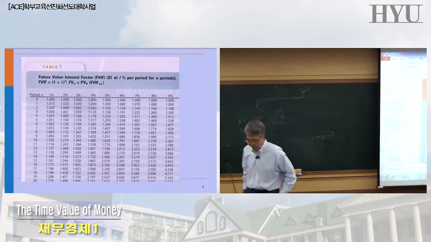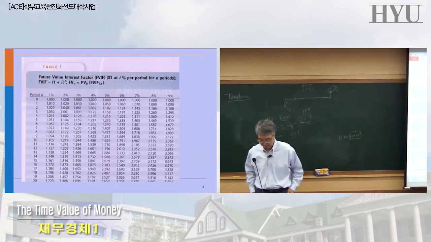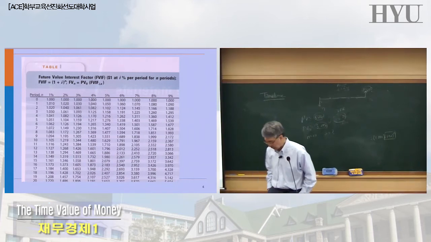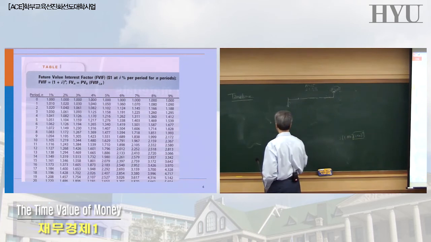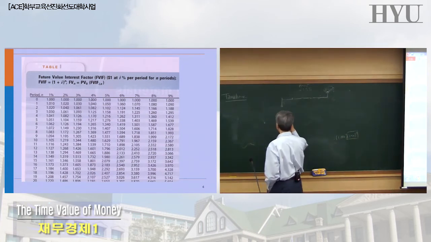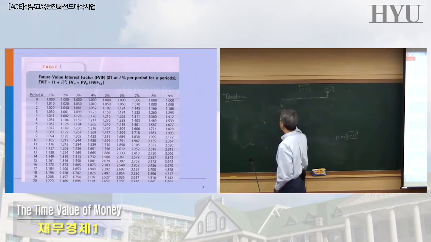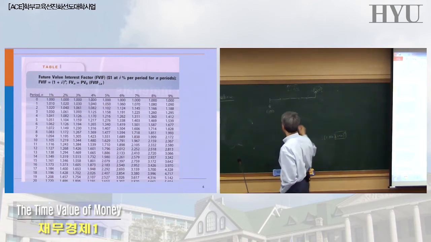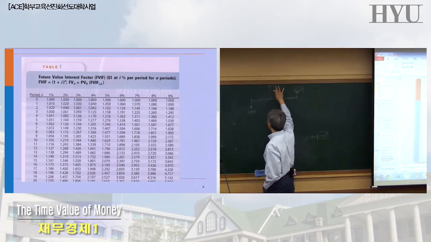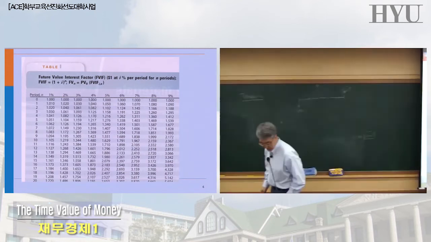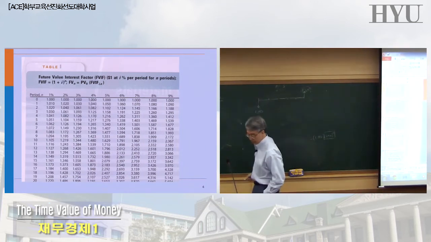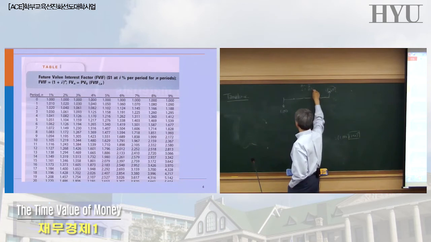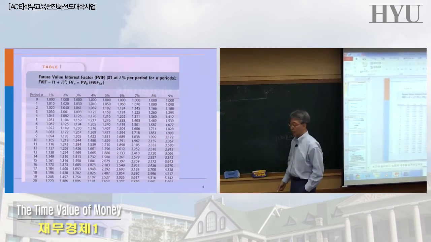See if you can use the table first. Present value is $1,000. We're trying to find the future value. N is what? A is 3. Question A says 3 years later. And what about the interest rate? 6%. Okay, so that's how you illustrate this problem using a timeline.